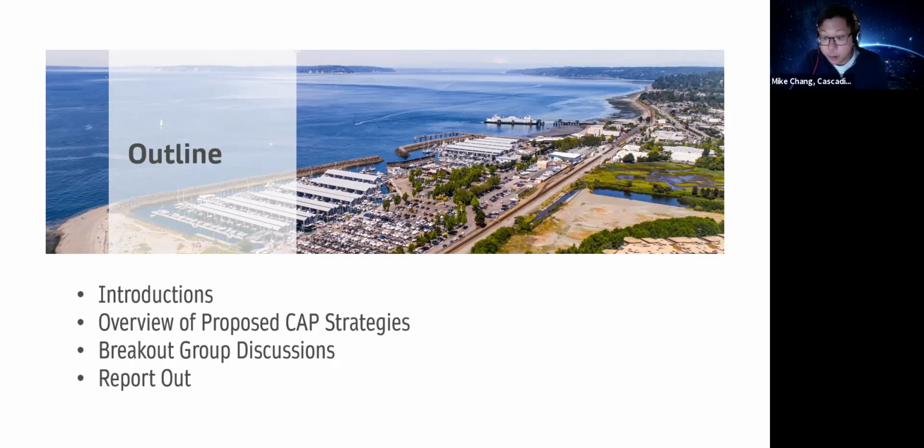So option one, you can either comment on strategies related to buildings and energy and waste and natural resources. And option two is commenting on strategies related to transportation. I just put both of those options in the chat. If you can identify which option you want to participate in, we'll make those breakout groups.